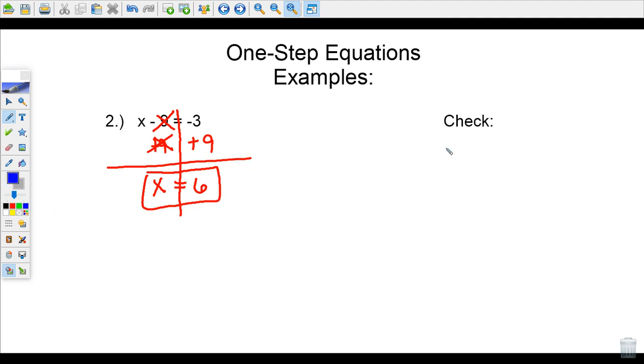Now let's check it. So again, copy the original x minus 9 equals negative 3. And now I'm going to substitute. I'm taking this 6 and I'm going to put it where this x is. So instead of x minus 9, it's 6 minus 9 equals negative 3. Now just evaluate. 6 minus 9, that's negative 3. Even though I can see that it is supposed to equal negative 3, I always like to just drop this down and see that I have the same number on both sides. That just verifies it. My answer is x equals 6.